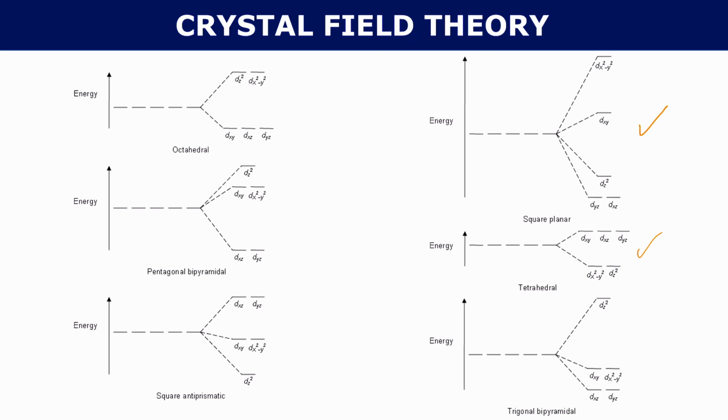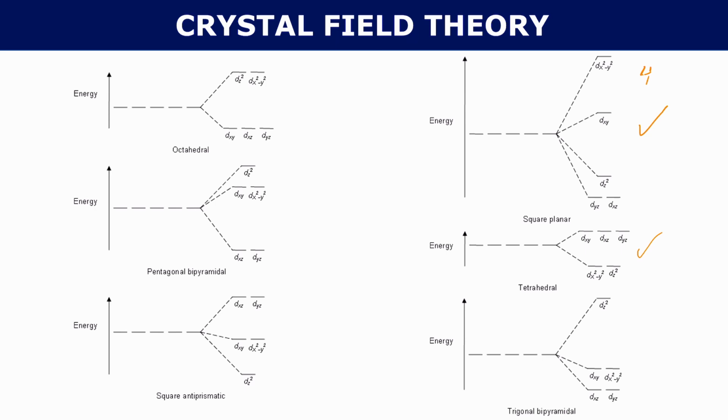You have a bunch of others: pentagonal bipyramidal, square anti-prismatic, trigonal bipyramidal. So there's a lot of different ways to split it, but we use octahedral for demonstration purposes because a lot of the time you are going to be dealing with 6 ligands. And octahedral is relatively simple compared to a lot of the other ones. Like if you look at square planar, you have 4 splittings compared to 2 in octahedral. So the reason we use octahedral is for simplicity, but no, it's not the only splitting that's possible.